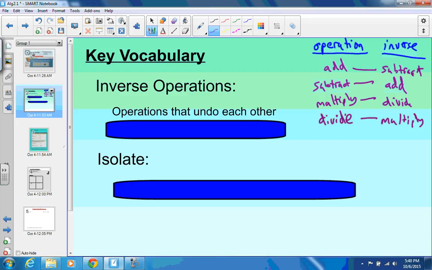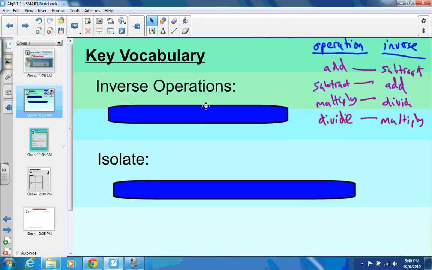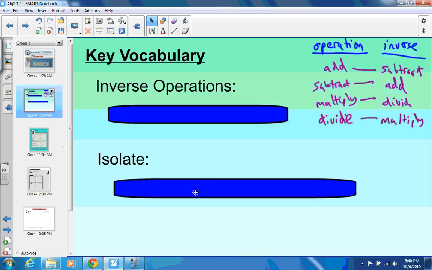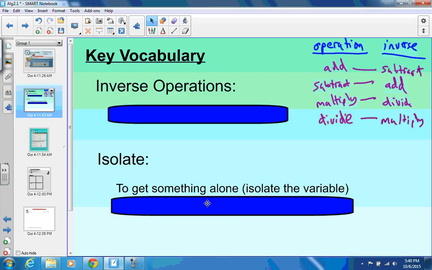All right, and the other term here is called to isolate. When we say isolate, maybe you think of playing basketball or football, and you want to isolate one of the players who has the ball. You want to get them all by themselves. So in math, we're going to get something all alone, or to isolate the variable, we're going to get the variable by itself. So that's what it means to isolate. All right, so if we're going to isolate a variable, we're going to make that all by itself on one side. So those are our two key terms for today.